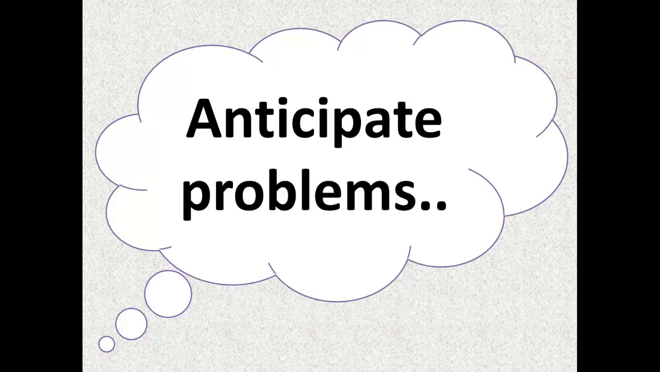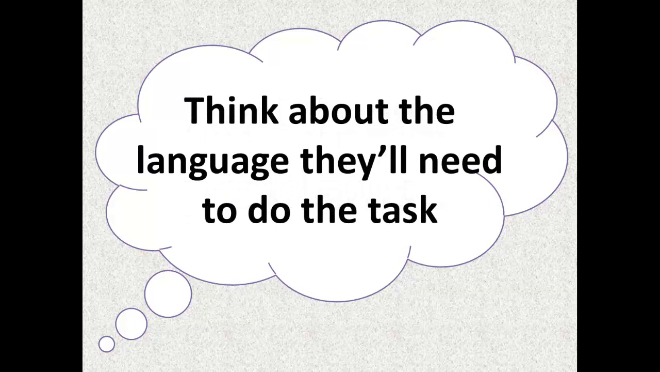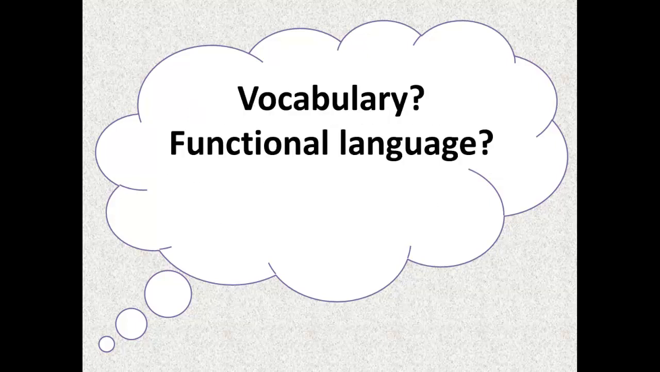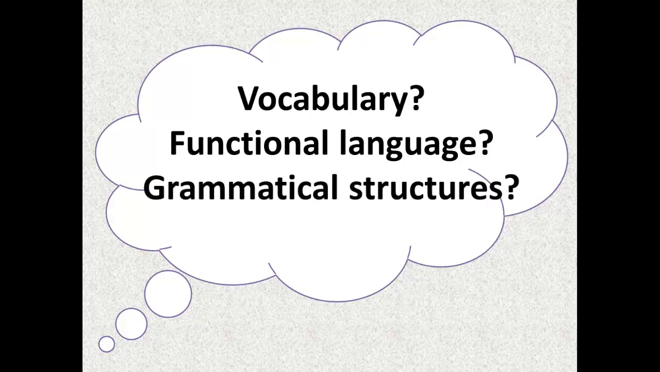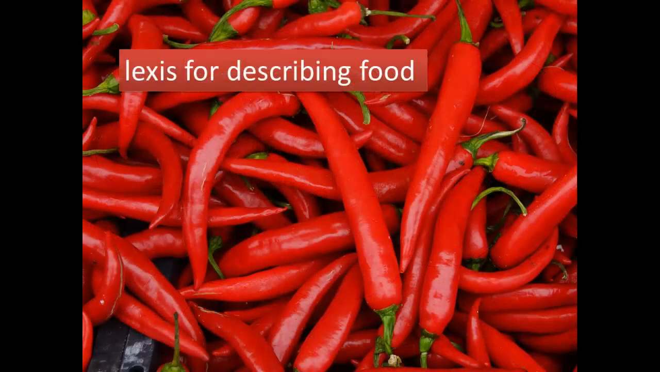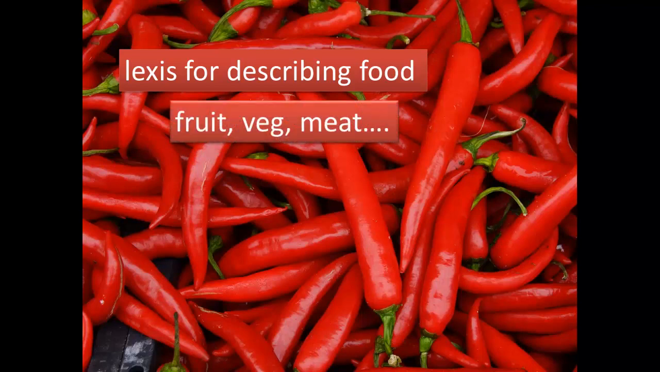You need to anticipate the problems that they will have. So not things like they won't understand my instructions, but what kind of difficulties are they going to have in doing this task? What kind of language will they need to do the task? Perhaps they'll need particular vocabulary or particular functional language of apologising or explaining. Perhaps they'll need particular grammatical structures. So think about what they're going to need. With the example we looked at before, obviously they're going to need lexis for describing food. So this might be fruit, vegetables, meat.